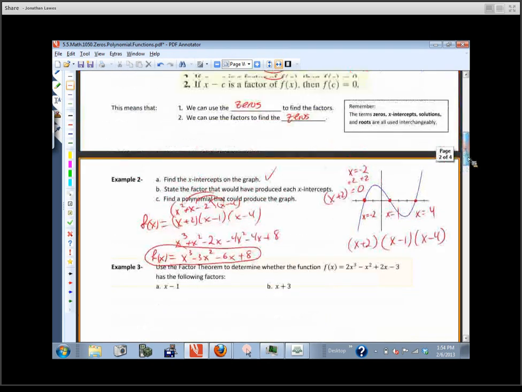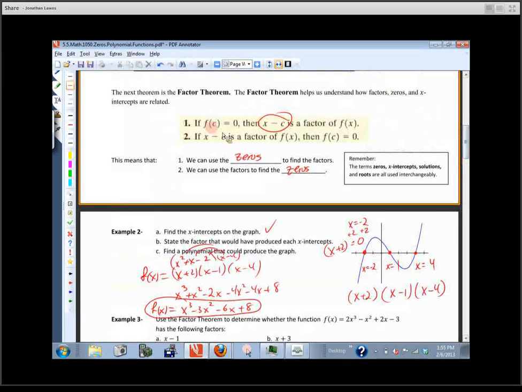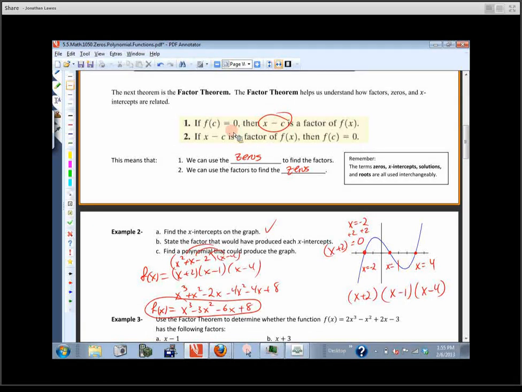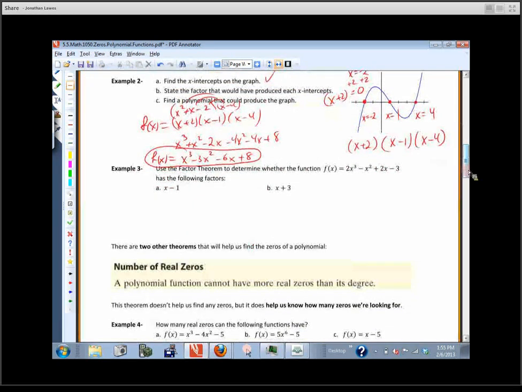So let's take a look back up here at the factor theorem. It says if f of c is equal to 0, so if the function value when you plug the number in is 0, then it's a factor. It also says if it's a factor, then f of c's got to be 0. So let's take a look at this one. We've got to somehow establish that the function value is 0.